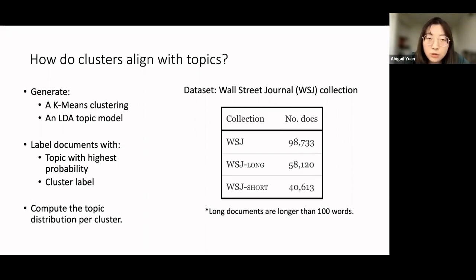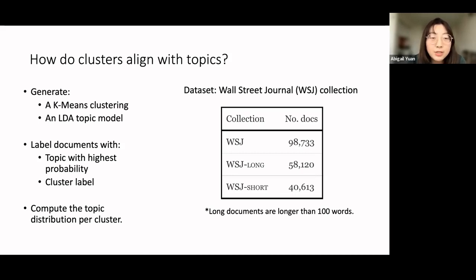For each document in a collection, we can give it a cluster label, which is its membership in a clustering. And we also generate a topic label for each of the documents. The topic label comes from the topic with the highest weight for the document in the second distribution. And then we would like to compute the distribution of topics for each of the clusters.